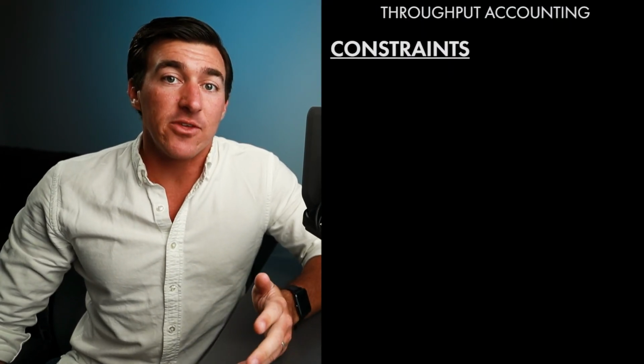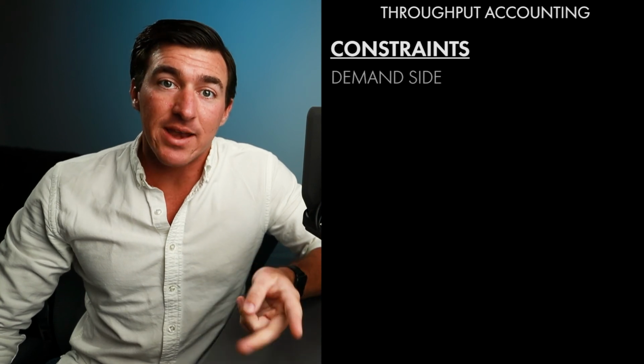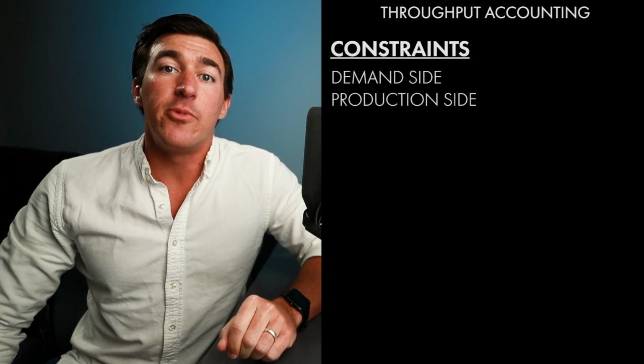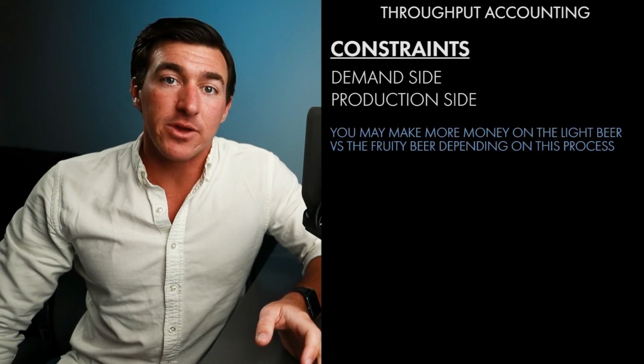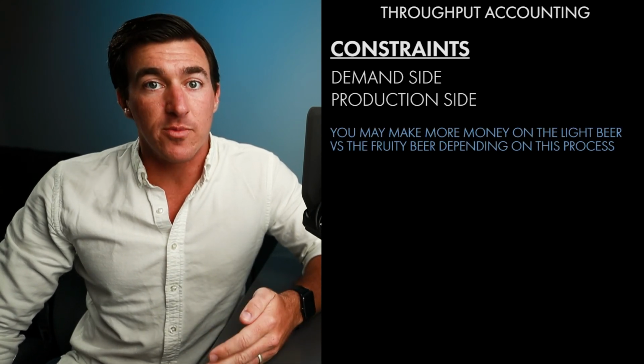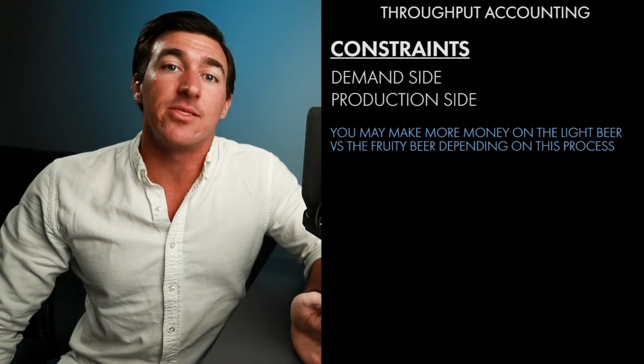See, that's why it's very important for you to understand your demand for your product in order to be able to make the correct investment decisions when it comes down to your manufacturing and production process. If you just assume you can sell everything you make, then you're just going to spend a lot of money on everything. But you have to understand that there are going to be constraints on the demand side and your production side. Taking those both into consideration, you might actually be able to make more money on the light beer process than you would on the fruity beer process because you can sell unlimited light beers.